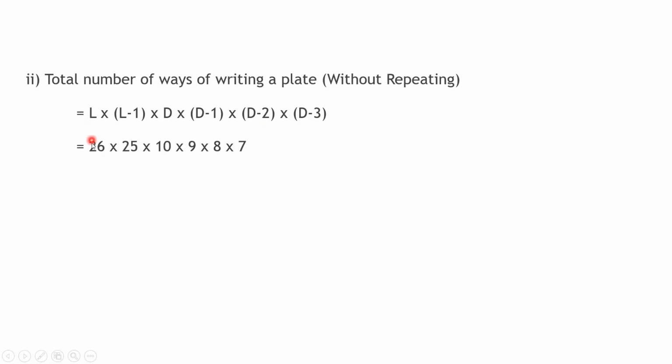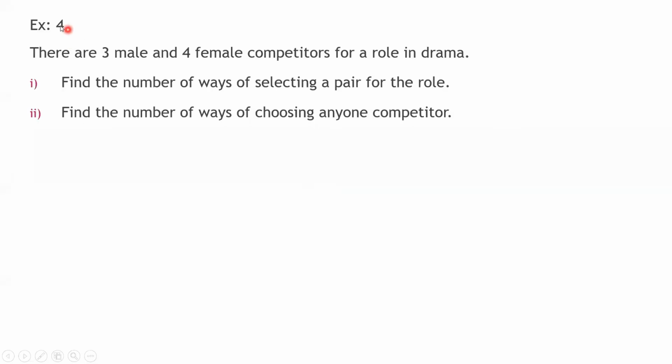Let us see the solution. So it will be L into L minus 1, D, D minus 1, D minus 2, D minus 3. Substitute the values. L value is 26. L minus 1 value will be 25. D value is 10. D minus 1 is 9. 10 minus 2 is 8. 10 minus 3 is 7. So when you multiply, we will be getting 32,76,000 ways.